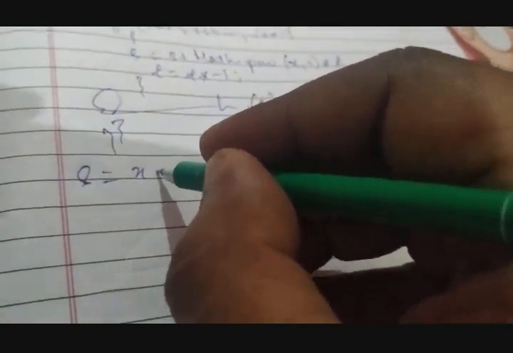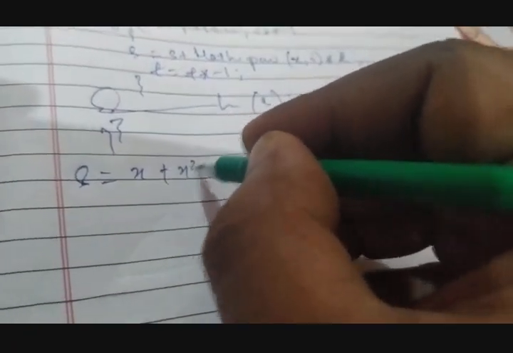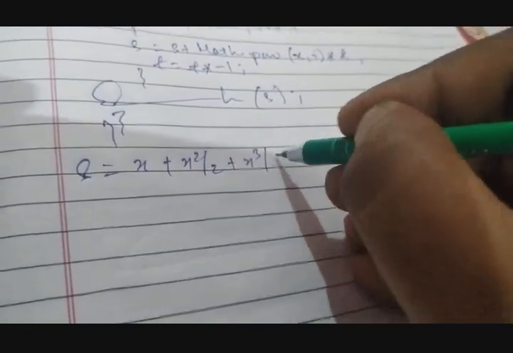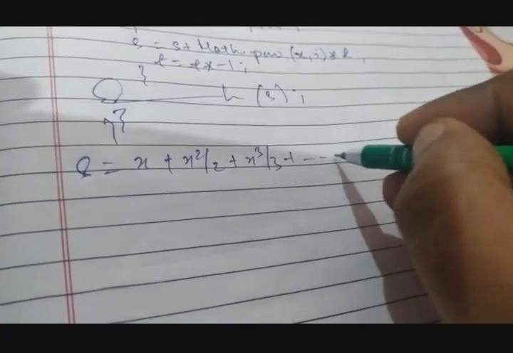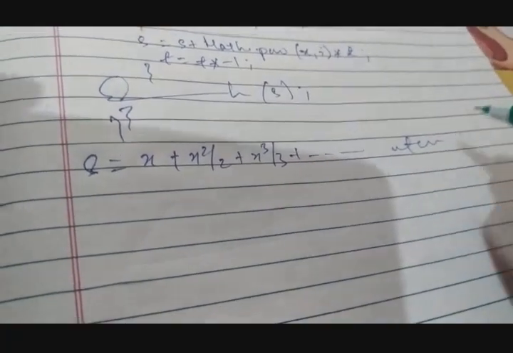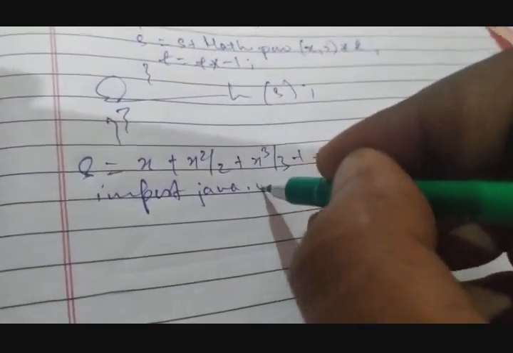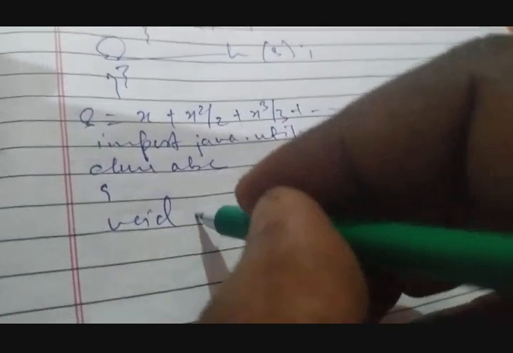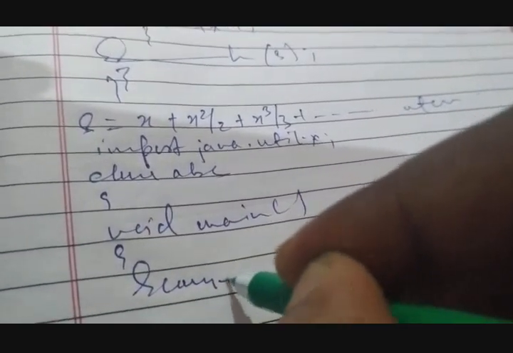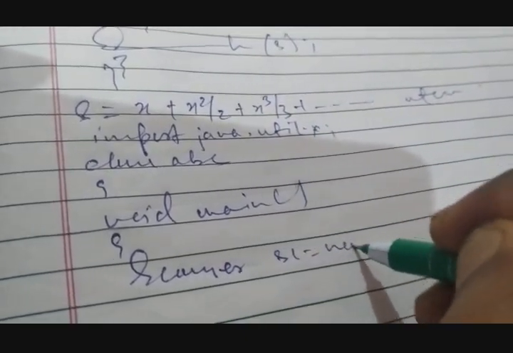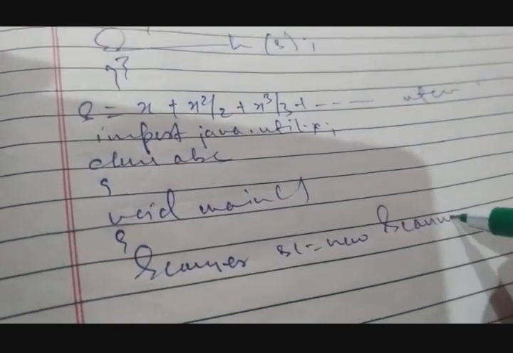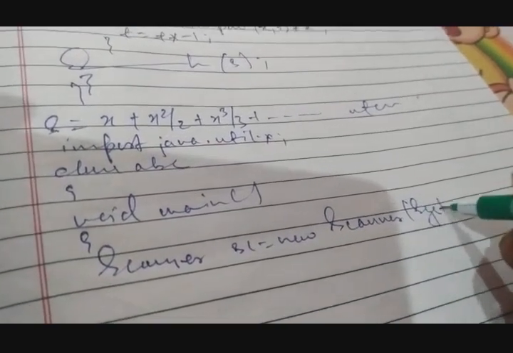Then another sum of the series, we move on to another sum of the series. S equals x square upon 2 plus x cube upon 3 plus dot dot dot n terms. So import java.util.Scanner, class ABC, void main, Scanner sc equals new Scanner(System.in).